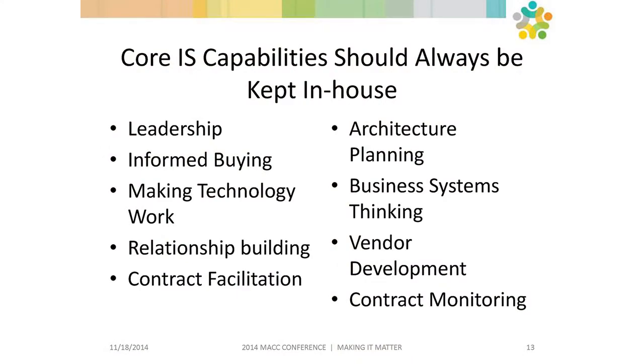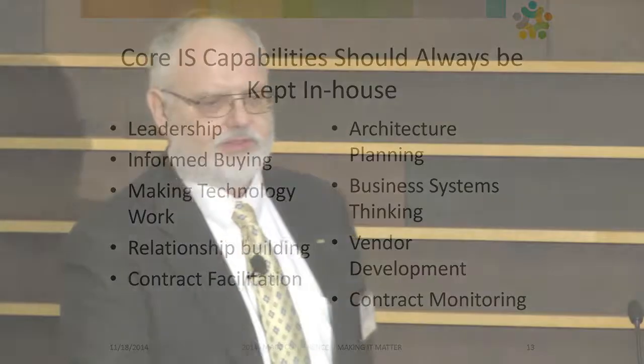Again, this is from the literature. Surveys were done to find out what IS capabilities should be kept in-house. I'll go through the sourcing decision where you have it in-house or external, but what any organization needs to keep in-house is leadership, informed buying, making technology work, relationship building, contract facilitation, architecture planning, business system thinking, vendor development, and contract monitoring.